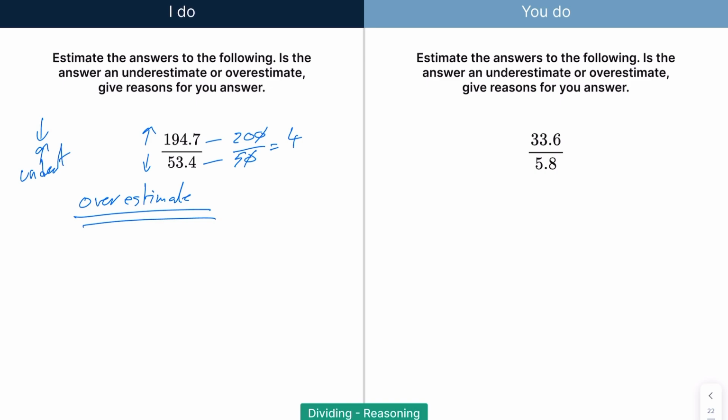So again, hopefully you've pressed pause and had a go at this example on the right. So this becomes 30 and this becomes 6. So now in this case, that's been rounded down, that's been rounded up. And the answer here is just going to be 30 divided by 6, which gives us 5. So the answer here is an underestimate. And your reasoning is going to be, again, I'm not going to write it all out, that the denominator has been rounded up and the numerator has been rounded down. You have to write that to get the marks, okay?